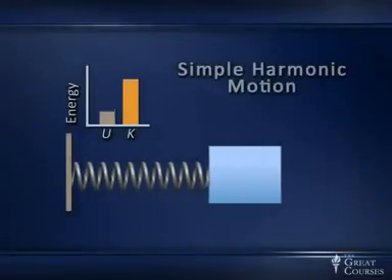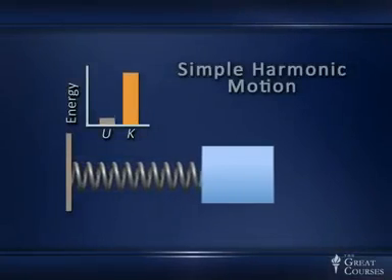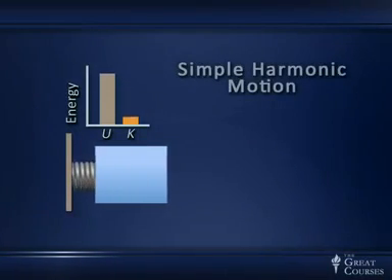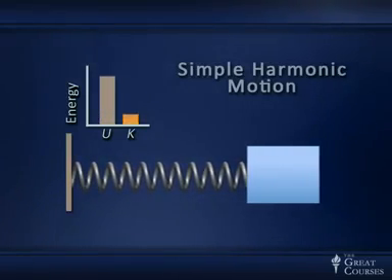So here we have this movie we've seen before of a simple harmonic oscillator, a mass spring system oscillating horizontally, and we see the bar graphs showing the amount of energy that's potential and the amount that's kinetic, and they're continually exchanging energy, and so they're going back and forth.